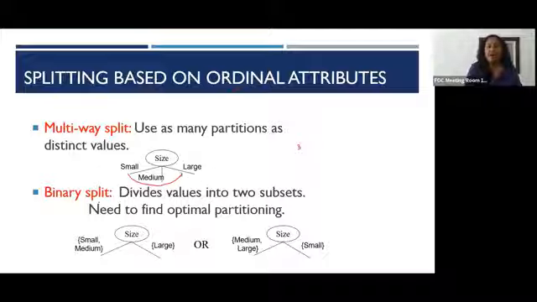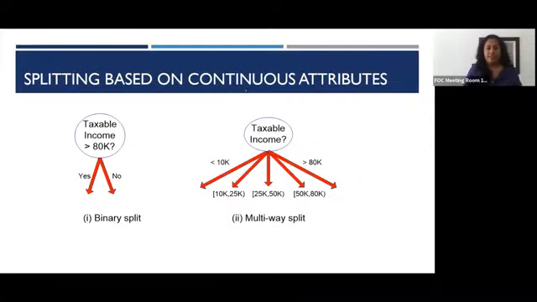But if it is a binary split, what do you have to do? For a binary split, probably the good idea might be to group together the values which are nearer to each other. For example, small, medium, large. So small and medium you can group together, or maybe medium and large you can group together, right? So that is the binary split. Okay, this is for ordinal attributes. Let's see the continuous attribute next, right?